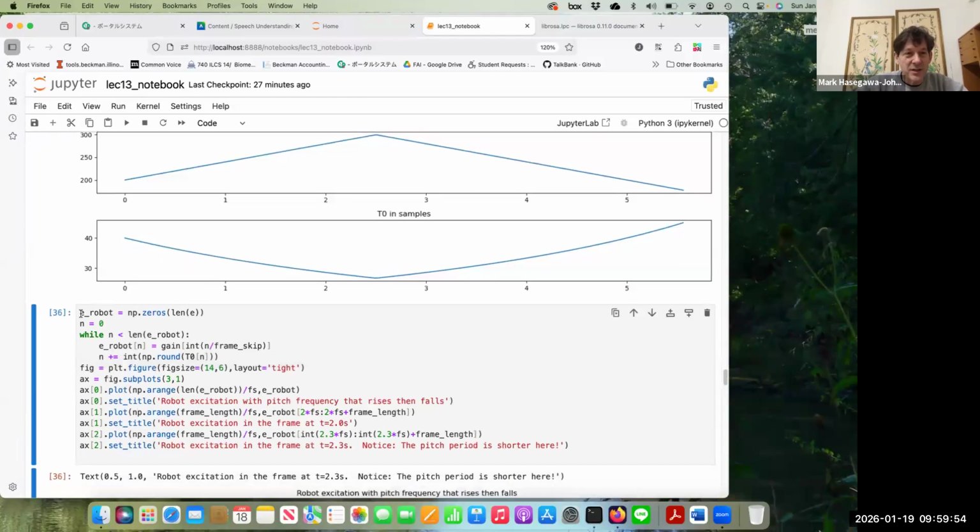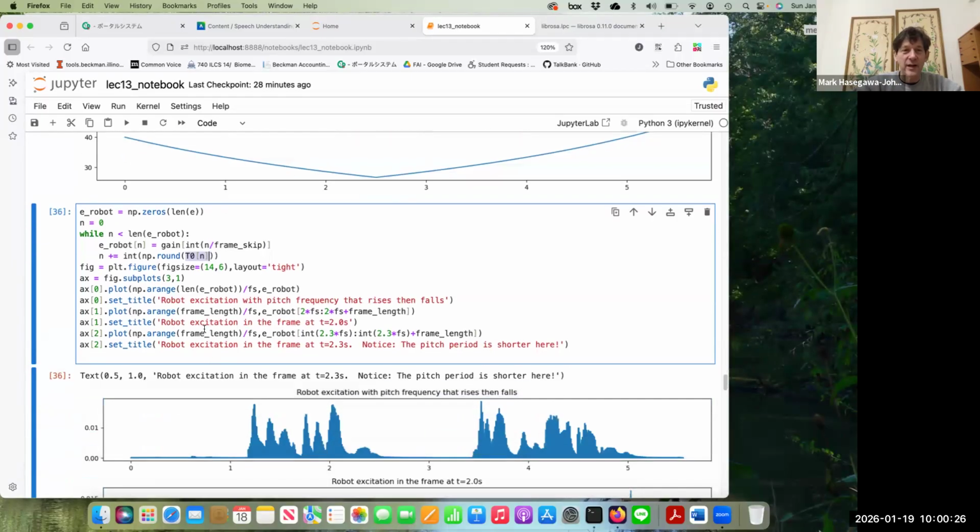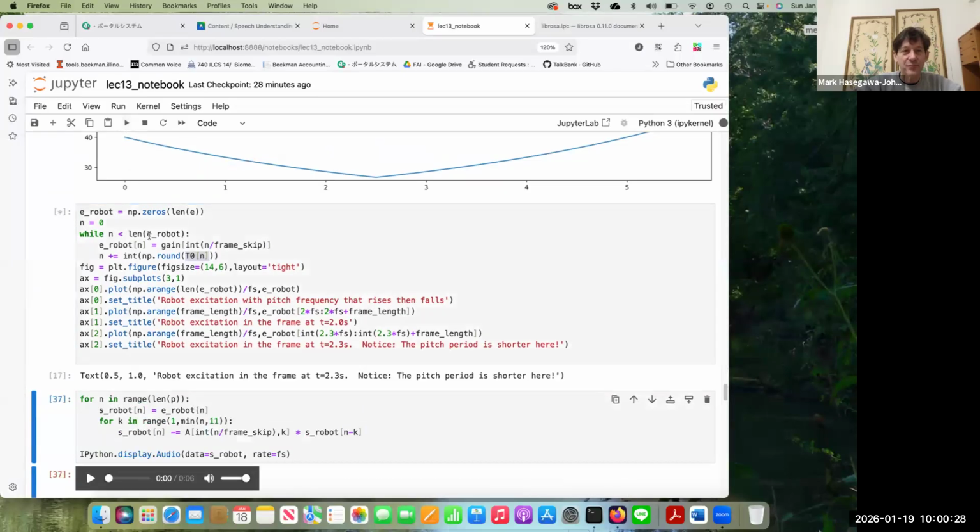What I'm going to do is start out with E robot, just a set of zeros, and then I'll set n equal to 0. While n is less than the length of the total excitation, I'll set that excitation equal to the gain of the current frame. The current frame is n over the frame skip. And then after that, I will add to n one pitch period, whatever the current pitch period is, T0 of n. So all of the samples in between, I'm just leaving as zeros, and I'm only creating a sample once every T0.